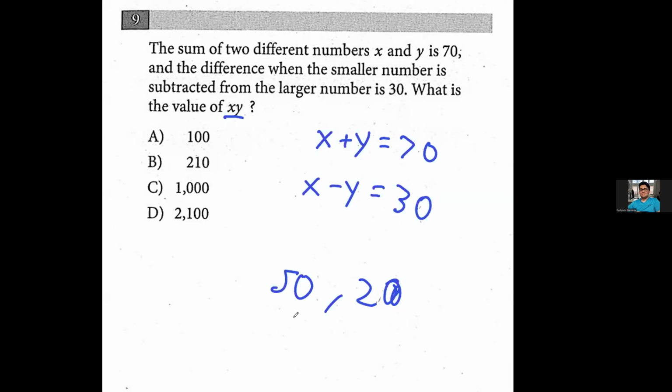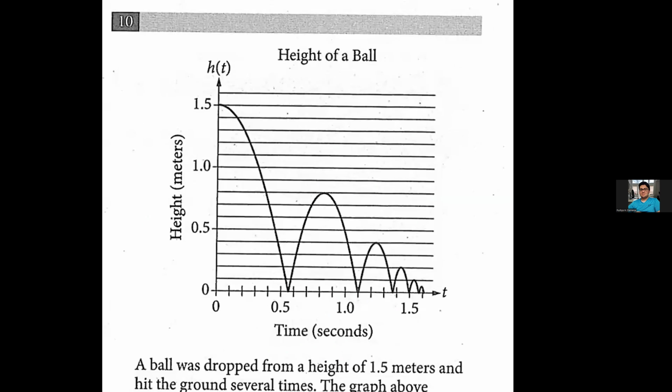And then what is the value of x times y? So 50 times 20 is 10 plus two zeros, so 1,000. So the correct answer is choice C. Okay, question 10.